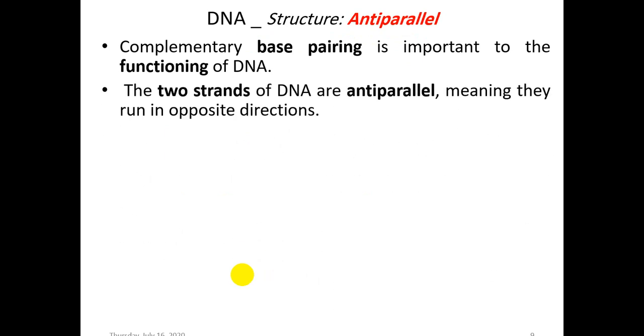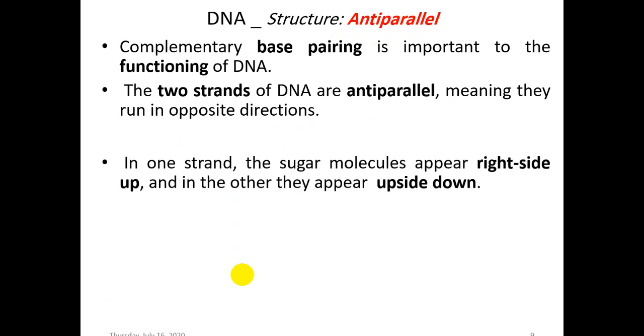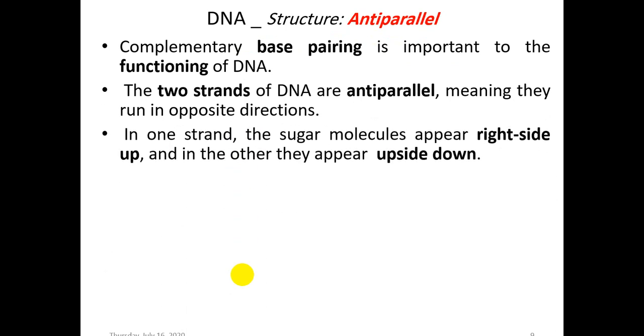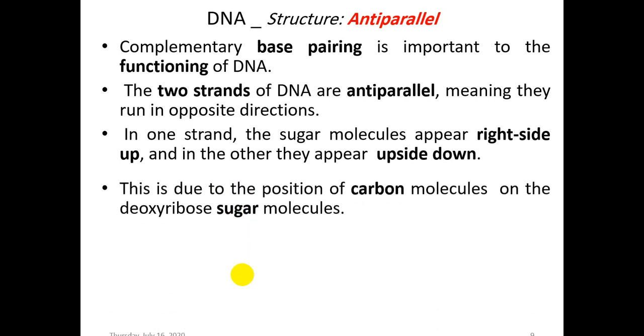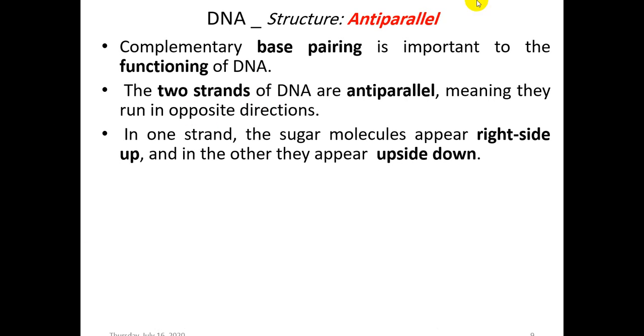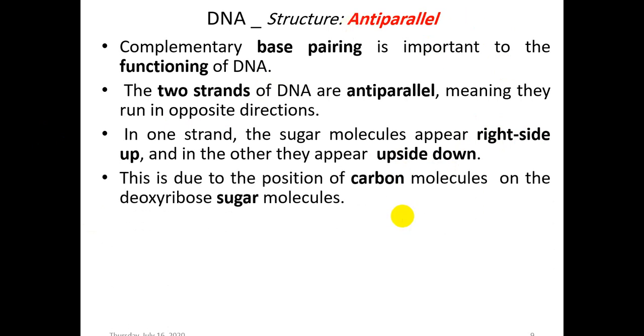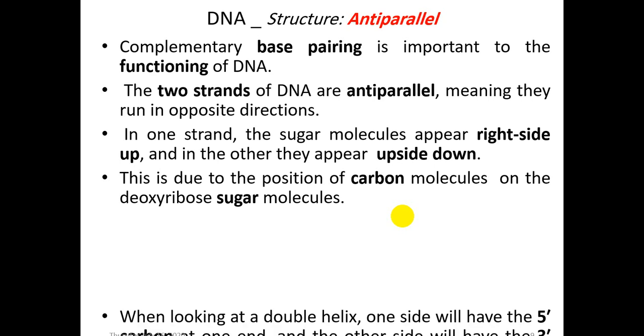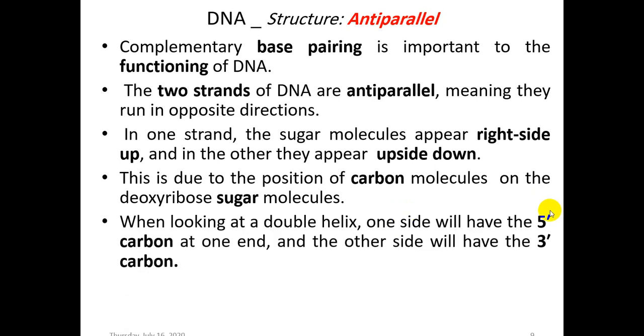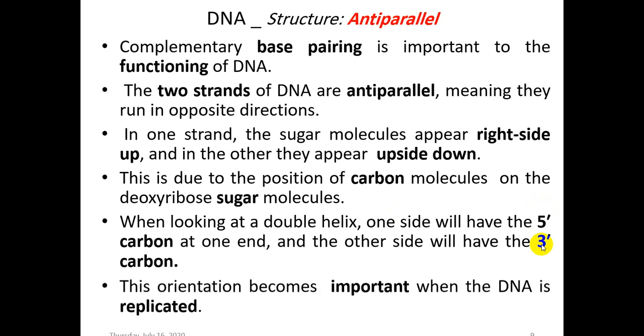The two strands of DNA are anti-parallel. You remember when I said part of it is 5 prime and the opposite of it is 3 prime. So one of them appears right side up, and this one upside down. One with 5 and 3 opposite to it. This is due to the position of the carbon in the deoxyribose sugar, and these are what we are talking about, 5 and 3. This is the number of the carbon. This orientation becomes important when the DNA is replicated.